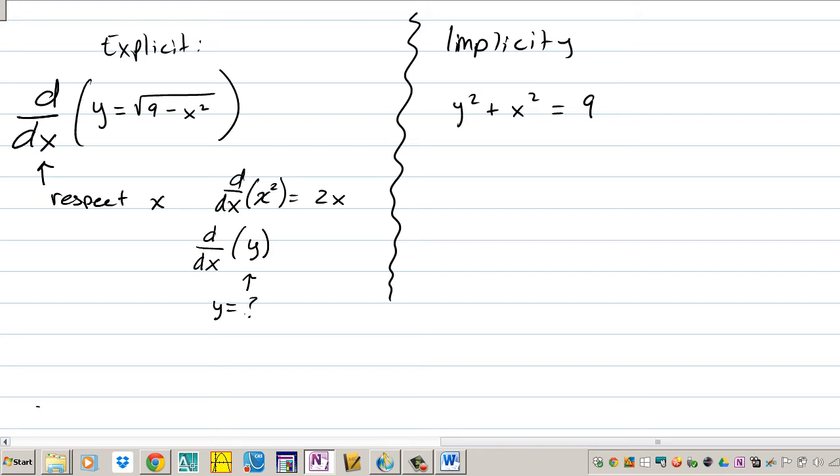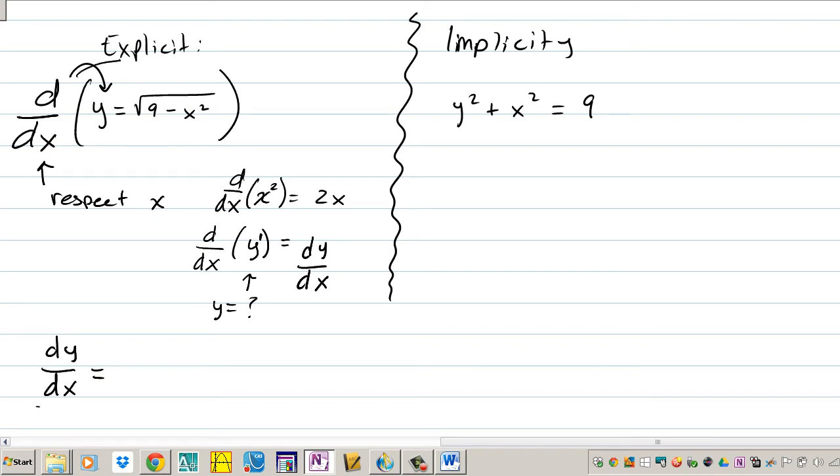We don't know. So since we don't know what y is, we just can't say the derivative of y is 1 using the power rule. We have to say the derivative of y is dy/dx because we're assuming that maybe y is a function of x. So let's take the derivative. Taking the derivative of y, we just said, is just dy/dx. Notice you've been doing implicit differentiation already.